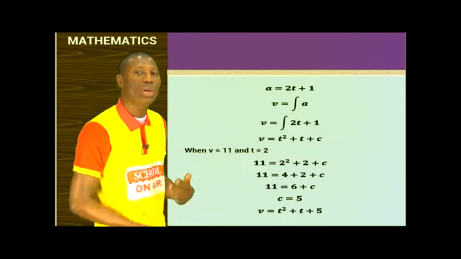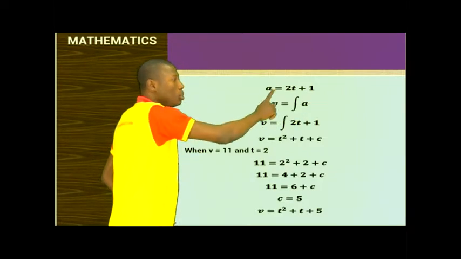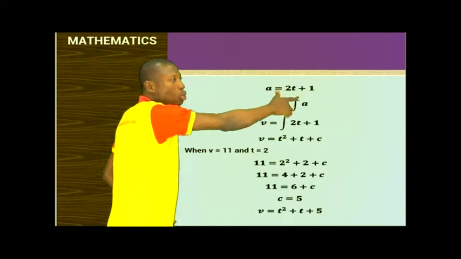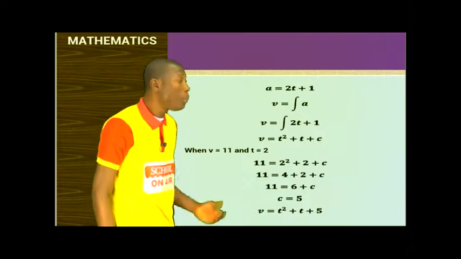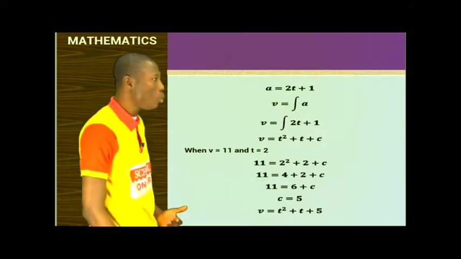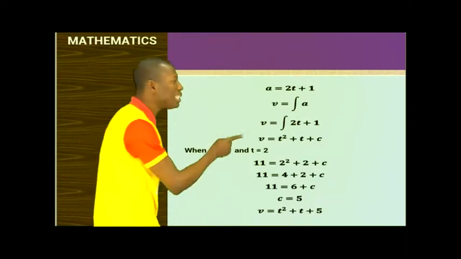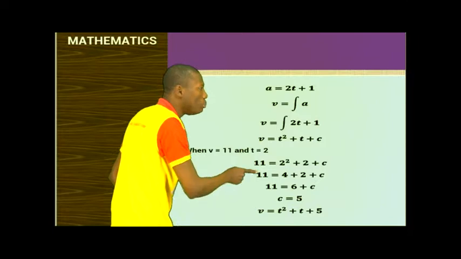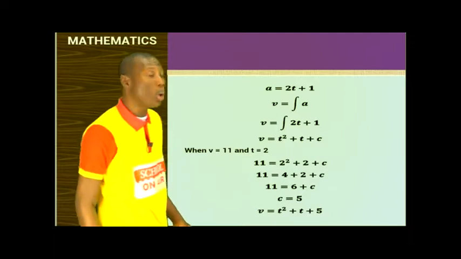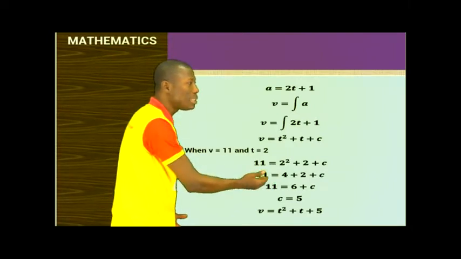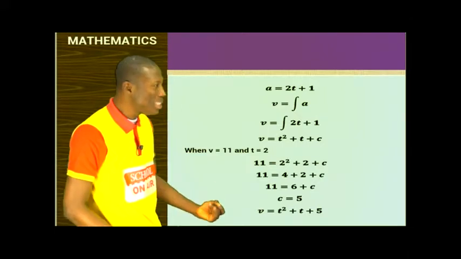Now we have acceleration and we want to get the velocity. So when we integrate acceleration, we get velocity. That's why I have v is equal to the integration of acceleration. So a is equal to 2t plus 1. When I integrate this function, I get t squared plus t plus c, which is the constant. Now we are given that v is equal to 11 when t is equal to 2. So I can substitute 11 for this v and 2 for this t. Now I have 11 is equal to 2 squared plus 2 plus c. So 11 is equal to 6 plus c. c is equal to 11 minus 6, which is equal to 5.